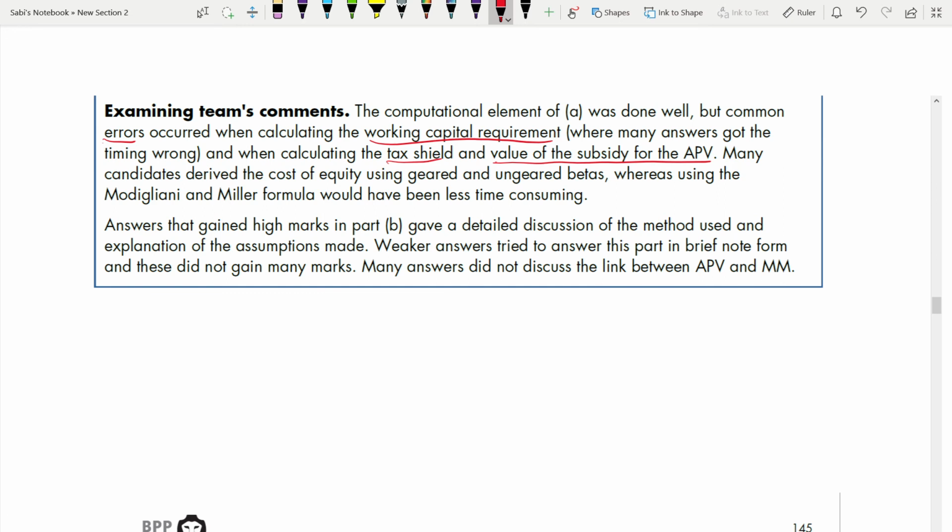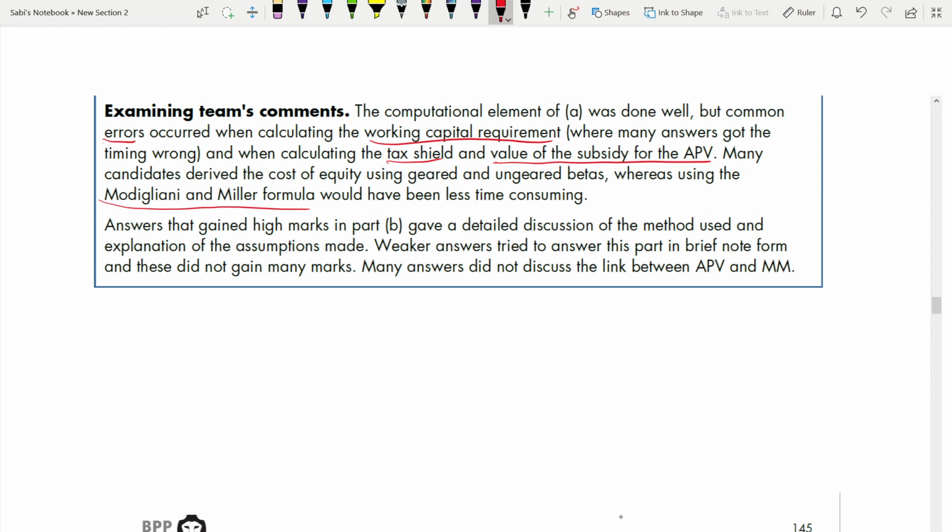Many candidates derived the cost of equity using geared and ungeared betas, whereas using the Modigliani and Miller formula would have been less time consuming. You have to use this formula to get the cost of equity, not the normal gearing and ungearing of beta.